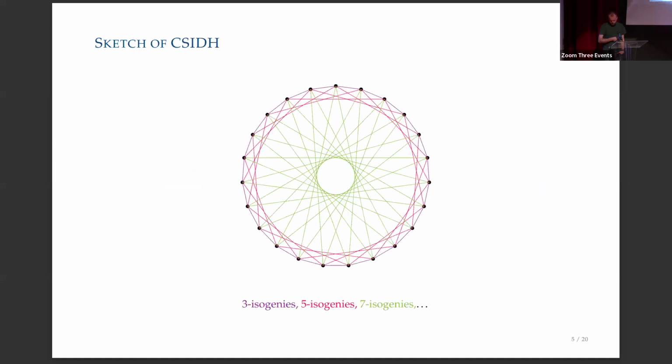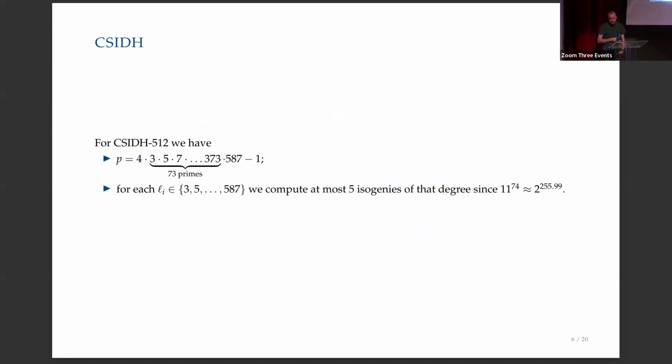Why 5? By 5, I mean we go 5 to the right, 5 to the left, even though left and right don't really have a meaning here, but whatever. But we can also do nothing, right? So for every prime degree isogeny, there's 11 options: at most 5 to the left, at most 5 to the right, or doing nothing. There's 74 primes. So 11^74 is roughly 2^256.